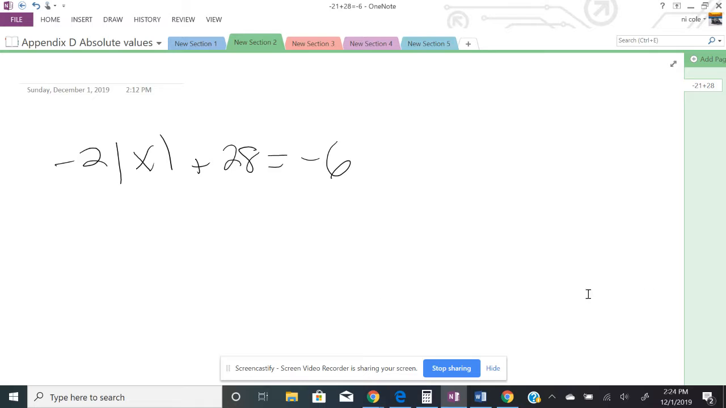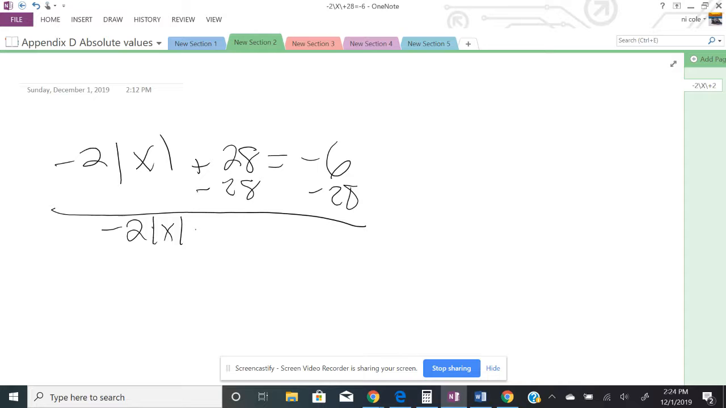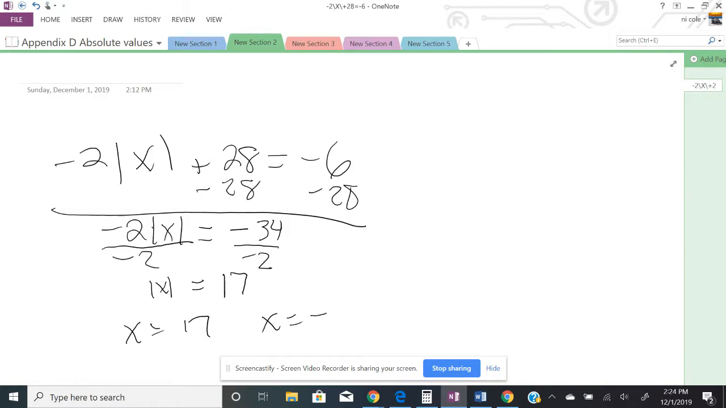So what happens if you get an example like this? The first thing you do is get the absolute value by itself. So subtract 28 from both sides. You would have -2 absolute value of x is equal to -34. Divide by -2, divide by -2. So the absolute value of x is equal to 17. And this is where you get to write x is equal to 17 and x is equal to -17.